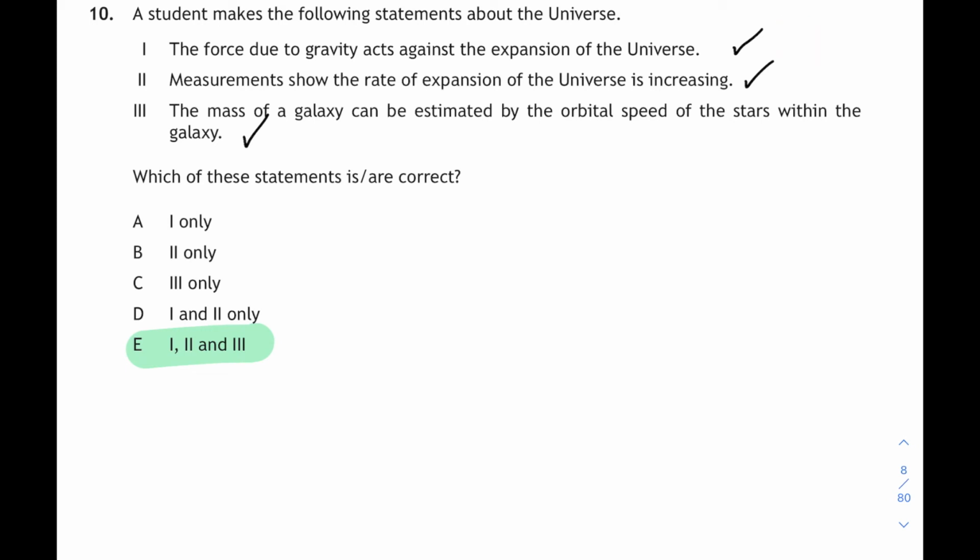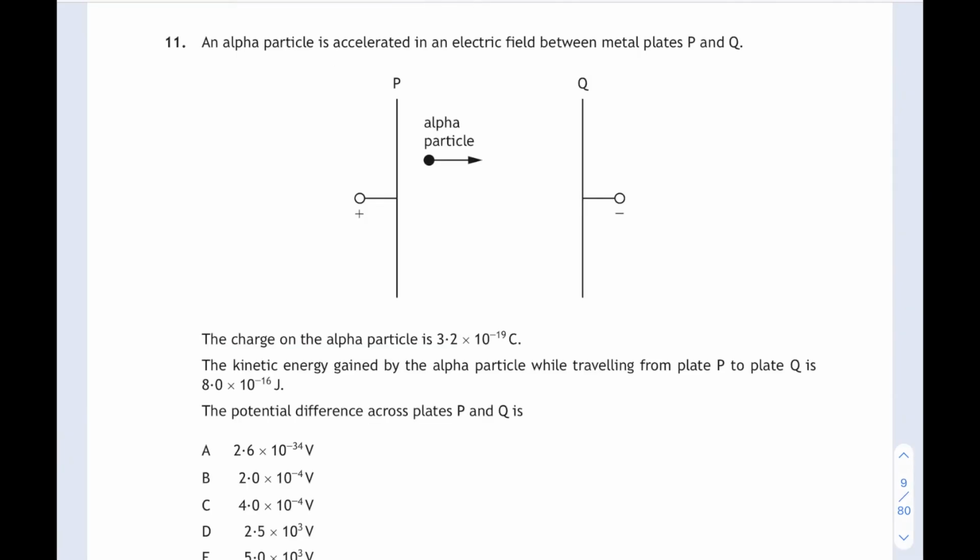That's 10 questions from the Our Dynamic Universe unit. Very tricky. Hopefully it'll get a bit easier. This is question 11 from Unit 2, Particles and waves. We're asked about the voltage across 2 plates P and Q.